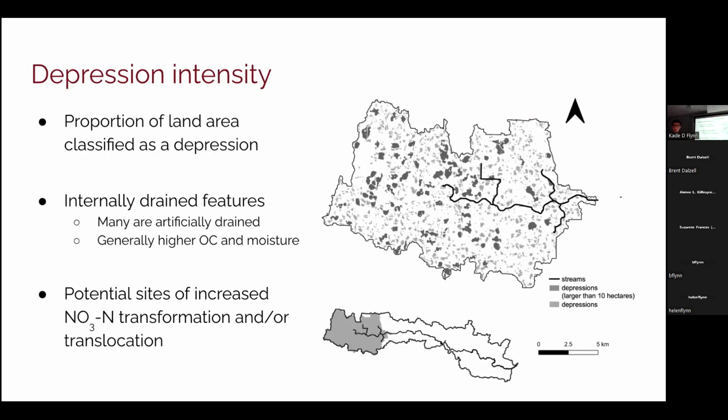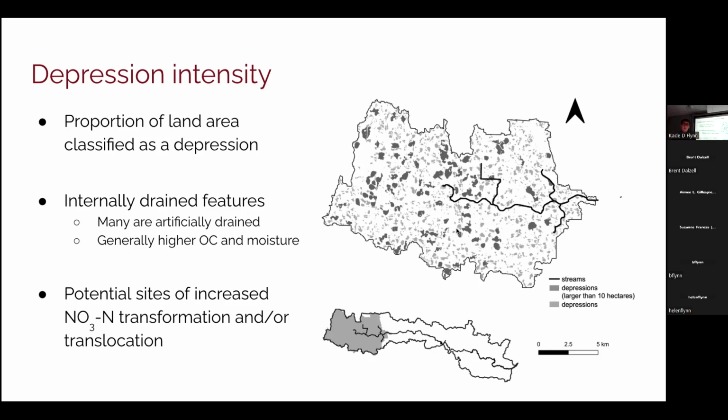We also looked at this metric, depression intensity, or the proportion of land area classified as a depression or internally drained feature of the landscape. In this map, we see in these upper reaches of the watershed, these depressions are kind of everywhere, but there is some variability, and you can really notice that if you look at only these larger depressions shown in light gray. At the very headwater regions, there's more of these larger depressional features, and these are areas that pre-settlement really didn't have any of this stream network. So they're much younger landscapes compared to further downstream.